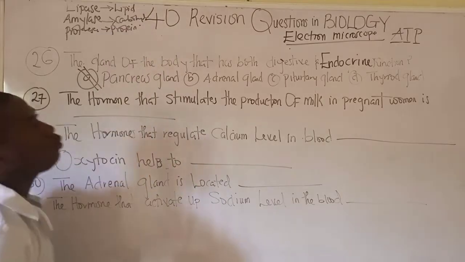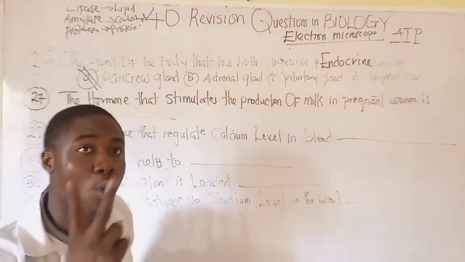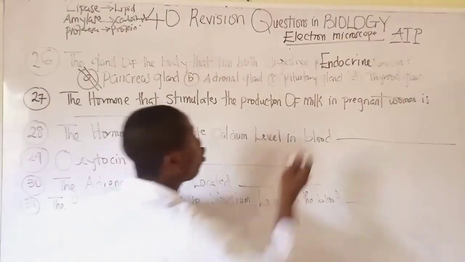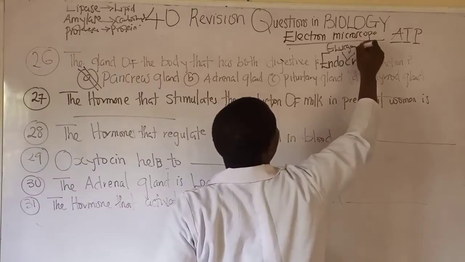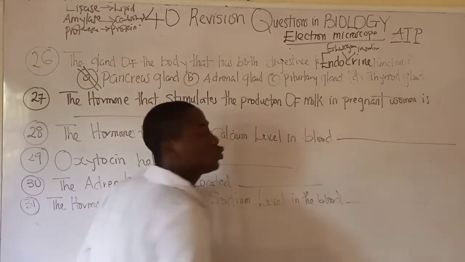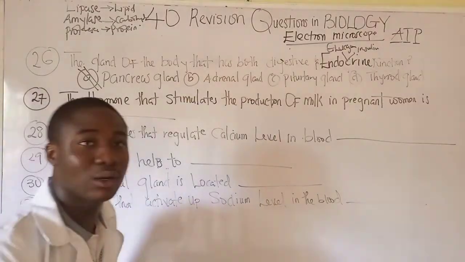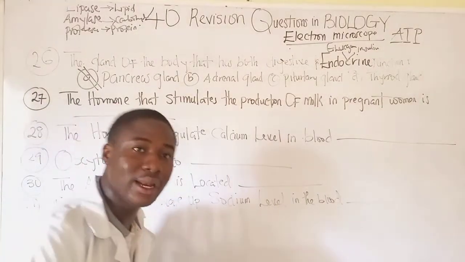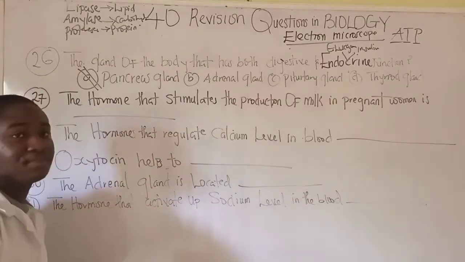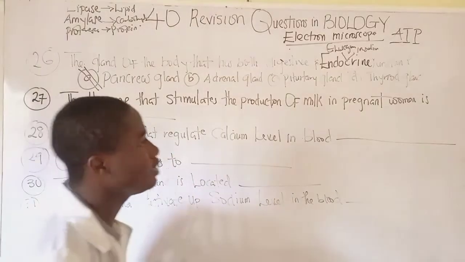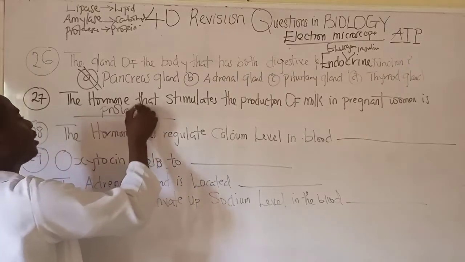proteins. Now, moving over to the endocrine function of the pancreas gland, it produces two hormones, okay? What are the hormones? We have glucagon and we have insulin. So these are the two hormones that the pancreas gland produces. That's why we said the pancreas gland is a gland that has both endocrine and digestive function. Now let's quickly move over to question 27. It says the hormone that stimulates the production of milk in pregnant women is called prolactin hormone. Okay, it's called the prolactin hormone.